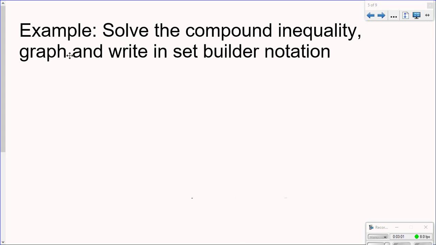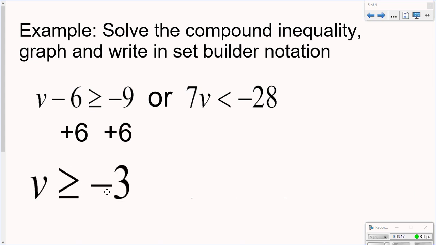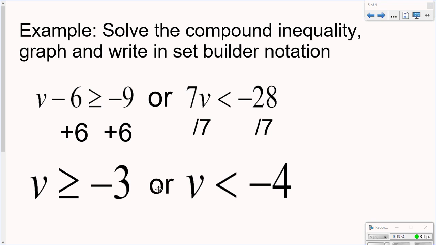Solve the compound inequality, graph it, write it in set builder notation. Here's the compound inequality. So, because it's the word or, we have 2 separate inequalities. So we just solve each one. So here, to get v by itself, I'm going to add 6 to both sides. I end up getting v is greater than or equal to -3. I didn't flip the sign because I didn't divide or multiply by a negative number. Over here, I need to get rid of the 7, so I divide both sides by +7, which means I'm not flipping the sign. So I get v is less than -4. Okay? And then I just pop the word or in there, and I'm good to go.